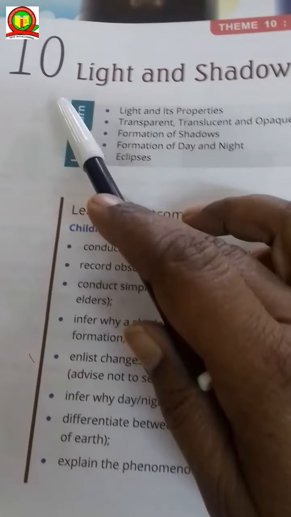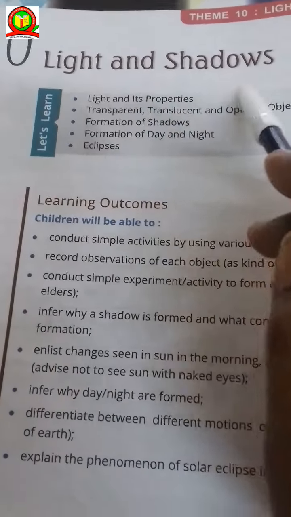So I'm talking about the subject of science, and it is lesson 10, Light and Shadows, for class 5. So I'm describing this lesson now. Here, this lesson 10, light and shadows.